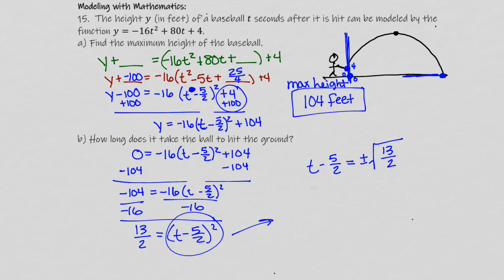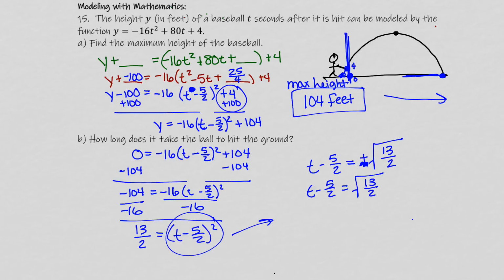Now, because I know I'm moving off to the right and not to the left, the ball went forward, I'm going to ignore the minus in this problem, okay? Because this isn't just a parabola, this is actually a problem where a ball is being thrown. I'm not counting it going backwards to the ground. He hit the ball, so it had to go forward. So I'm going to ignore the minus. So I have t minus 5 halves equals the square root of 13 over 2.